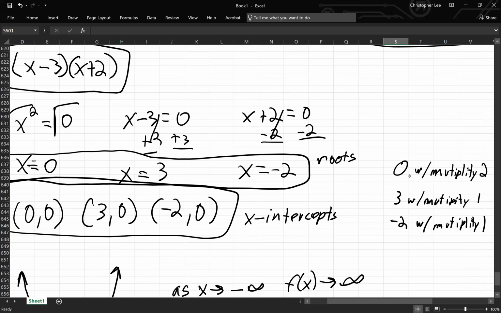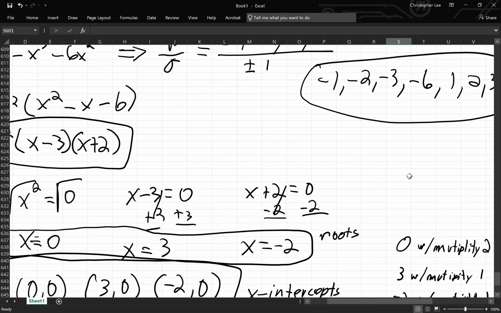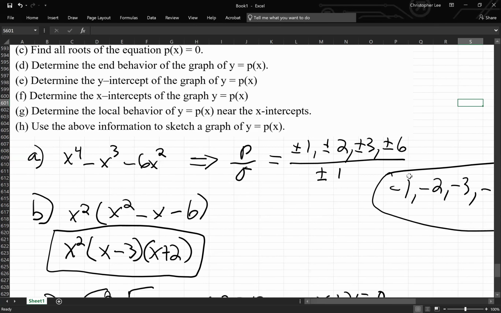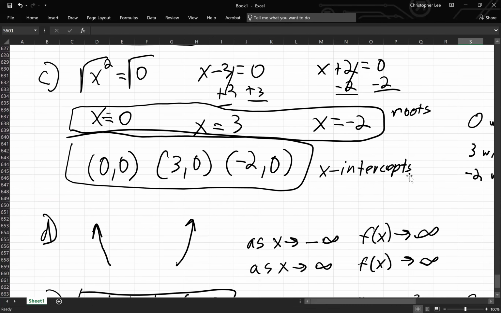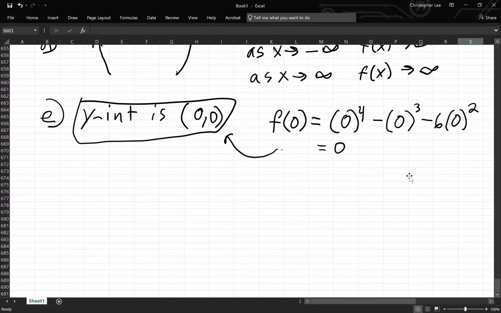Whenever you have multiplicity that is even, we're gonna have a bounce off of the x-axis. Whenever we have multiplicity that is odd, we will break through the x-axis, whether that's up, down, whatever. So that's what we're gonna have here. Okay, so now we can get to the graph.